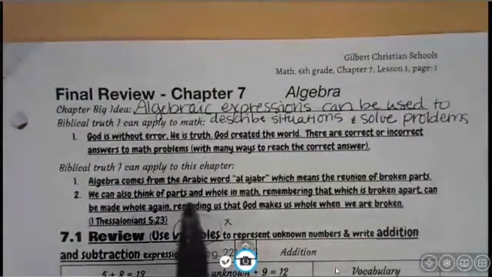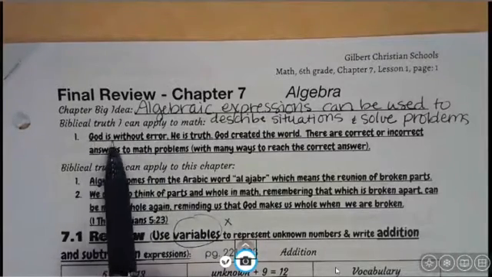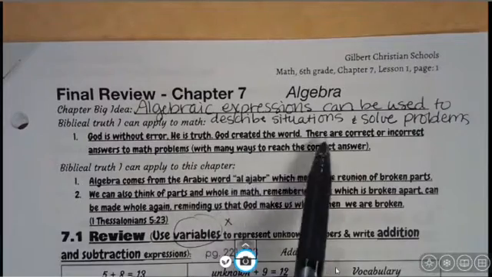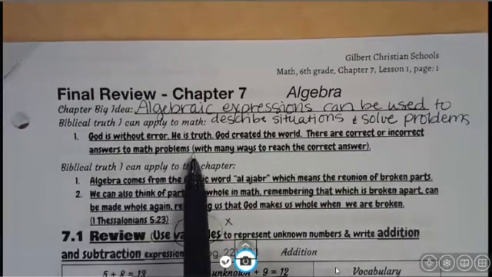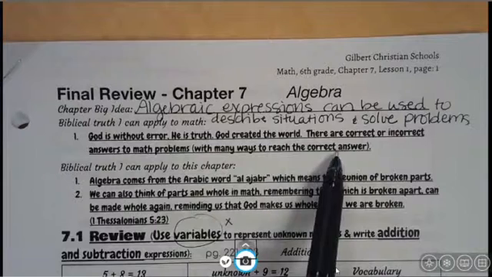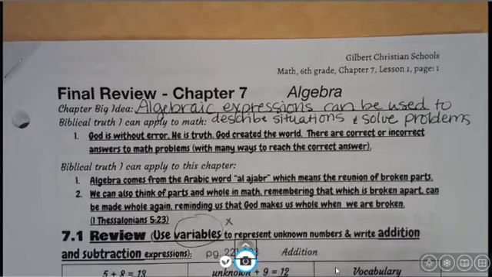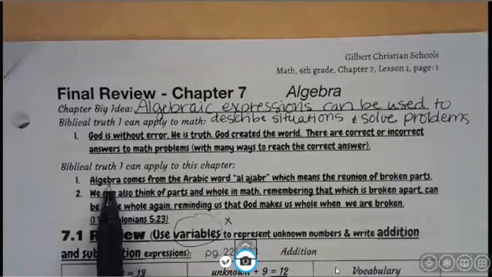So we have the same biblical truth from chapter 7, that is, God is without error. He is truth. He created the world. There are correct and incorrect answers to math problems with many different ways to reach the correct answer because God created us all different, so we think differently. But there's still order in math, and God created one answer because he's organized and ordered.